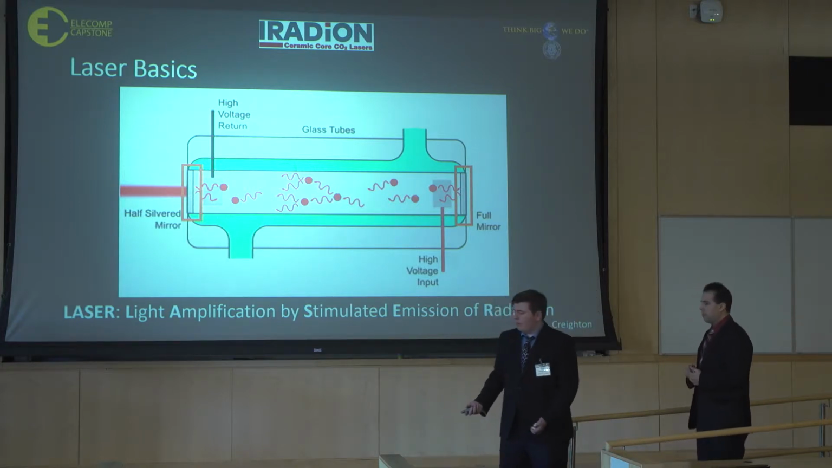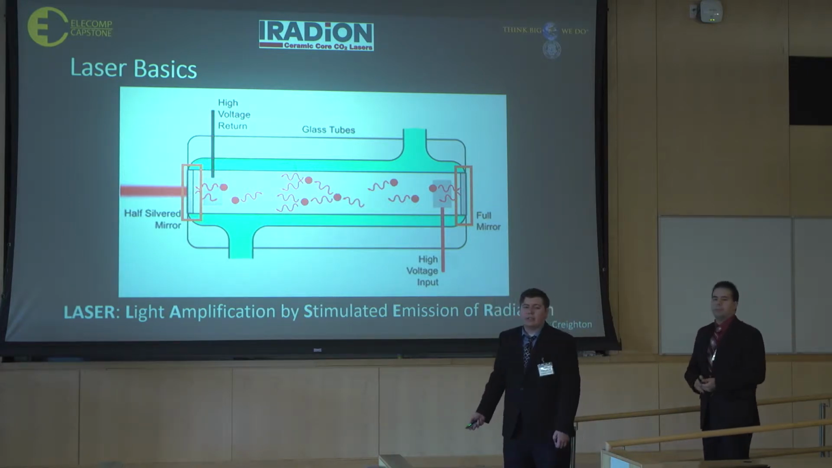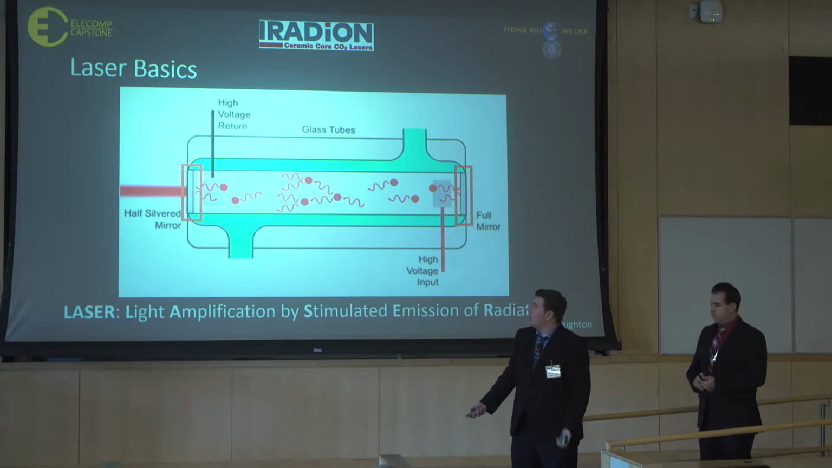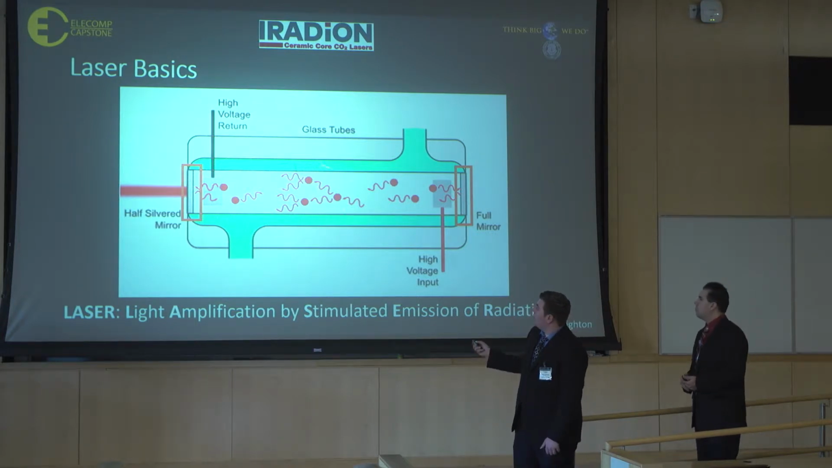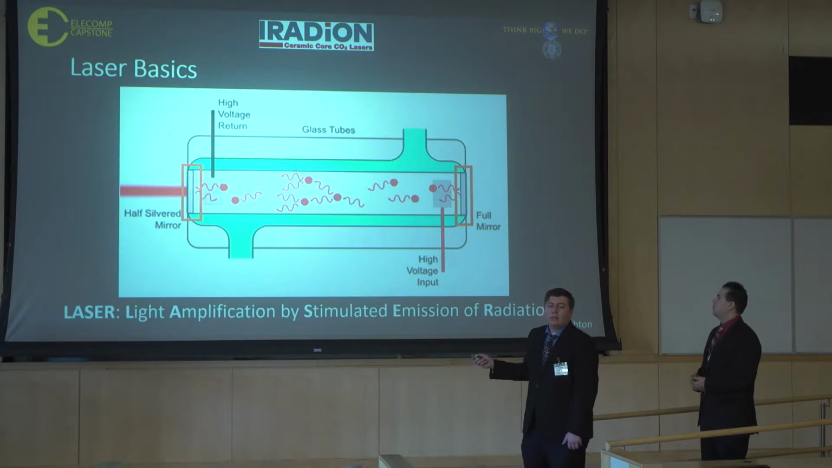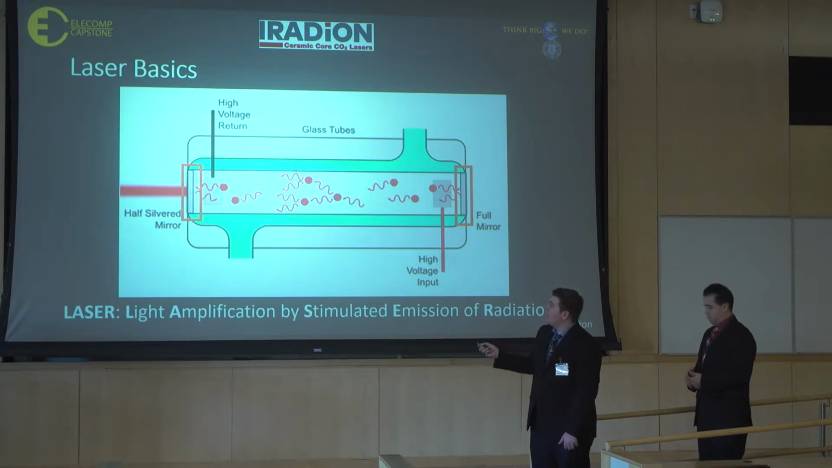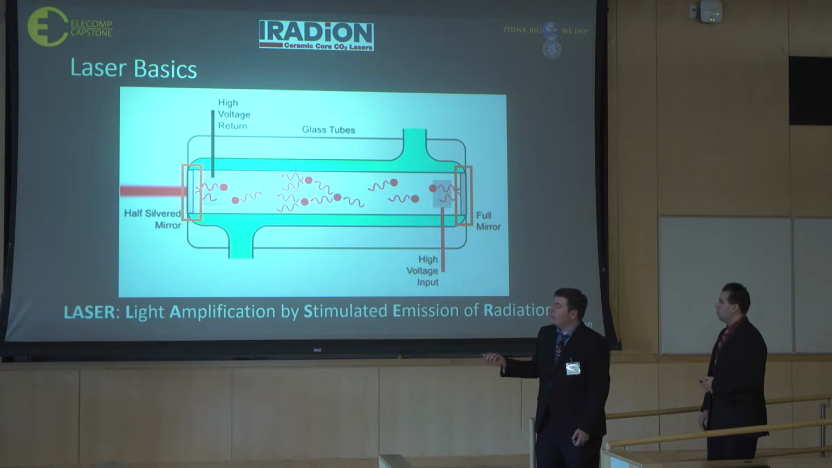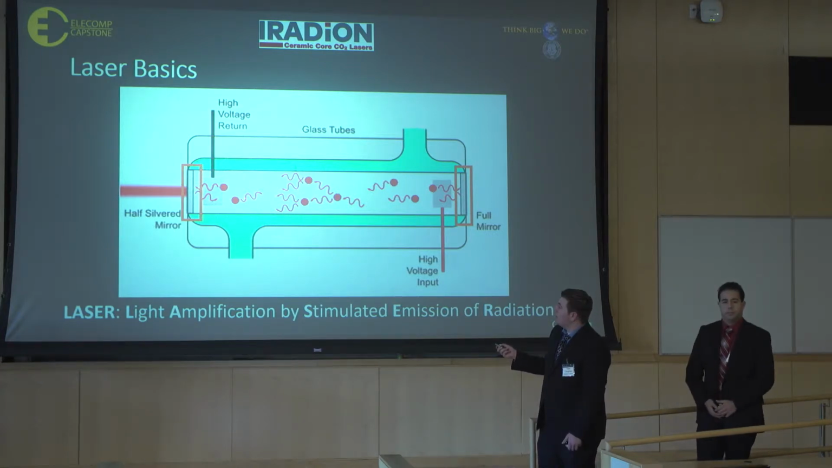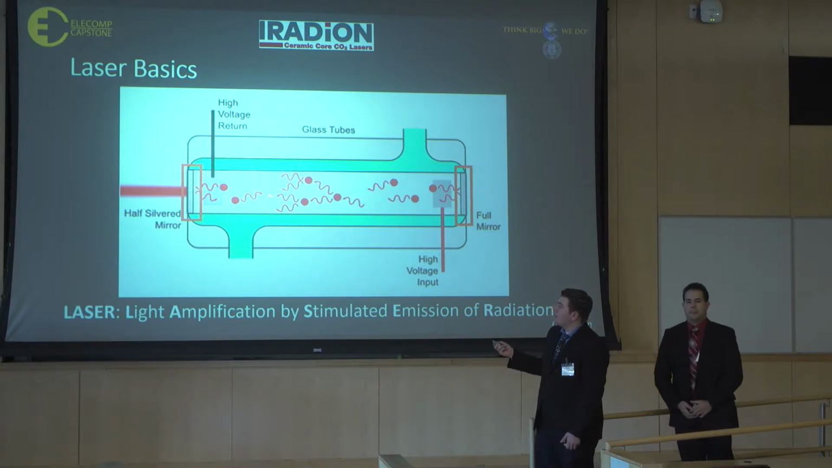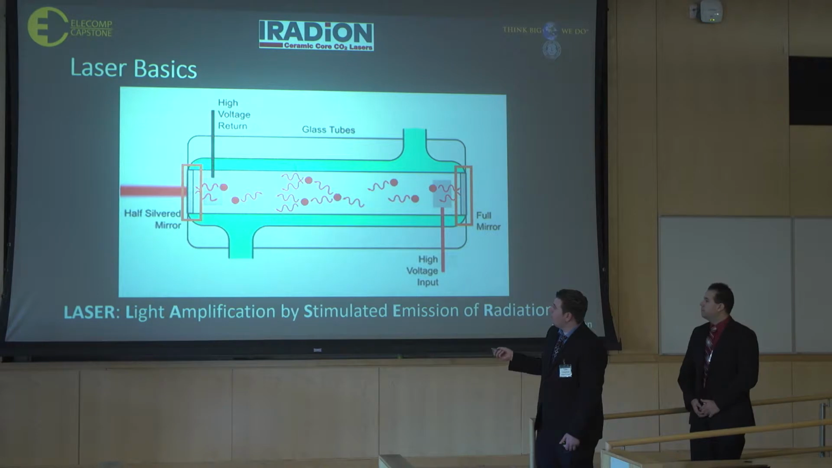I'll tell you a little bit about the basics of the CO2 laser. We can see there's a glass tube filled with carbon dioxide. This carbon dioxide is introduced to a high voltage, which stimulates the carbon dioxide, which releases light radiation. These photons of light bounce back and forth between these two mirrors, increasing in intensity and power, until eventually being output as a laser beam.